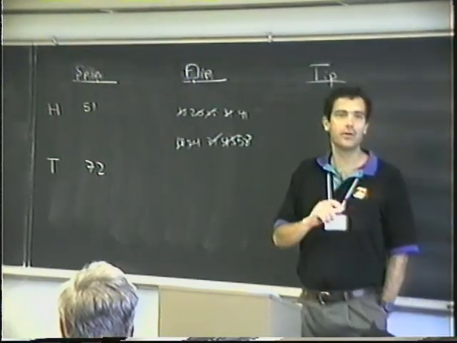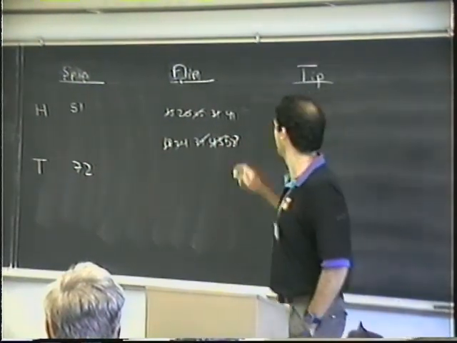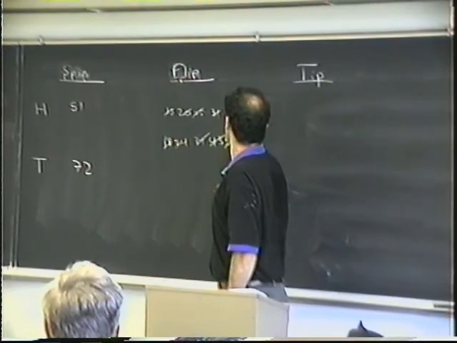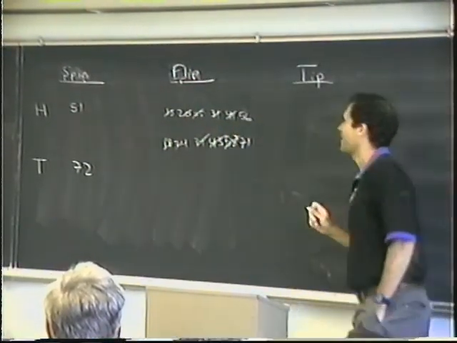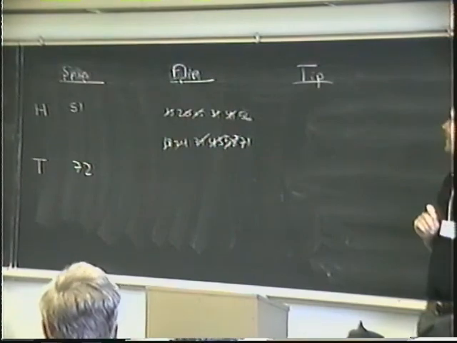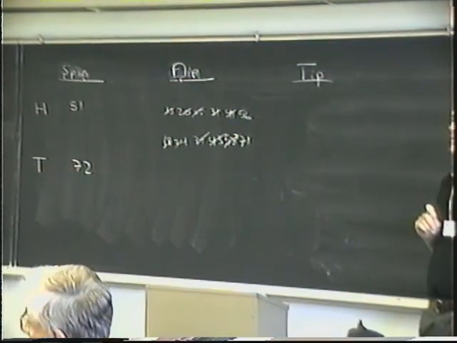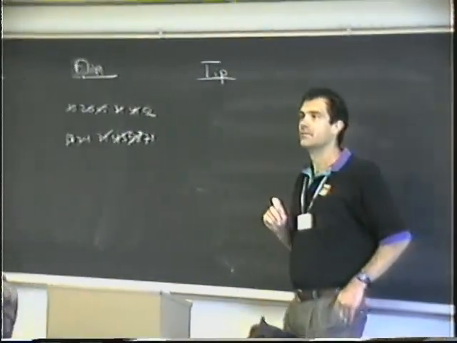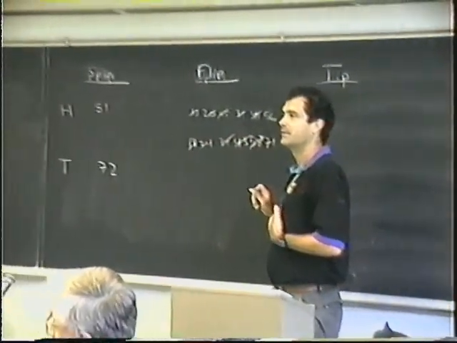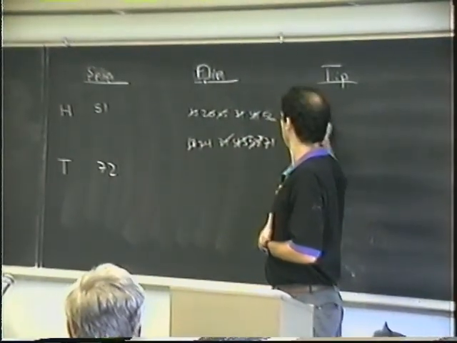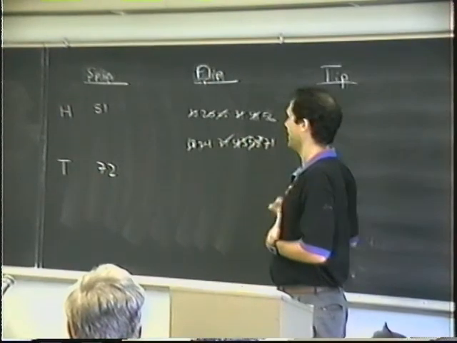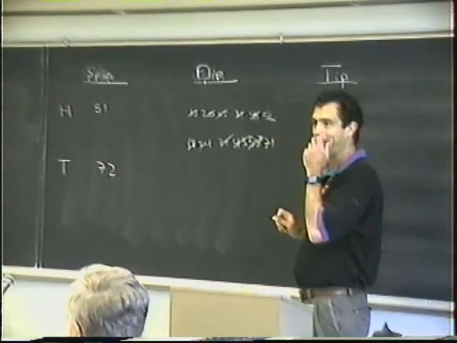Anybody? Bring us back a little bit. 56, 71. Good. That brings us back a little closer to 50-50. Okay. And how about the tips? We've got to add those up. What do you guys got? 23 heads and 8 tails.